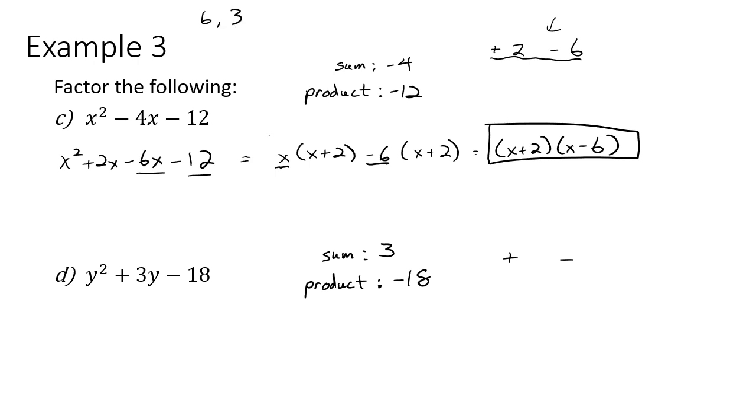So those would be 6 and 3, but this time I want the final sum to be positive. So I want my bigger number of 6 to be positive and my smaller number of 3 to be negative. Double check. 6 times negative 3 is a negative 18. 6 minus 3 would be a positive 3. So we can jump straight to the final answer. And my variable is y this time around, so don't write x. We would have y plus 6 times y minus 3.